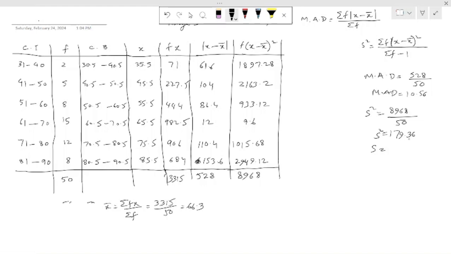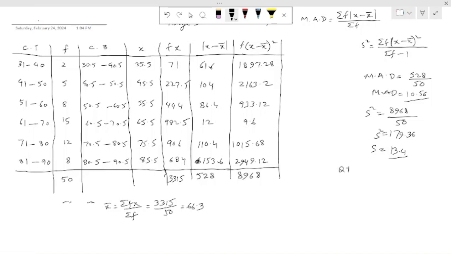So the square root of 179.36 is 13.39, that is roughly 13.4, rounded off to two decimal places. So this is how we determine the value of the variance and then standard deviation. So mean absolute deviation is 10.56, whereas standard deviation of this data is 13.4.